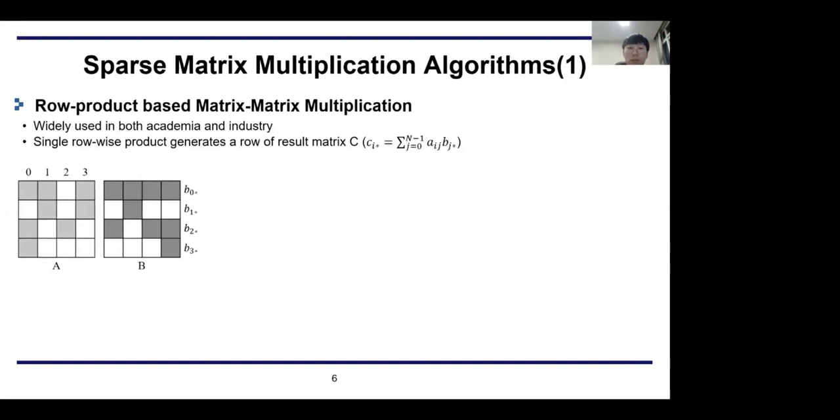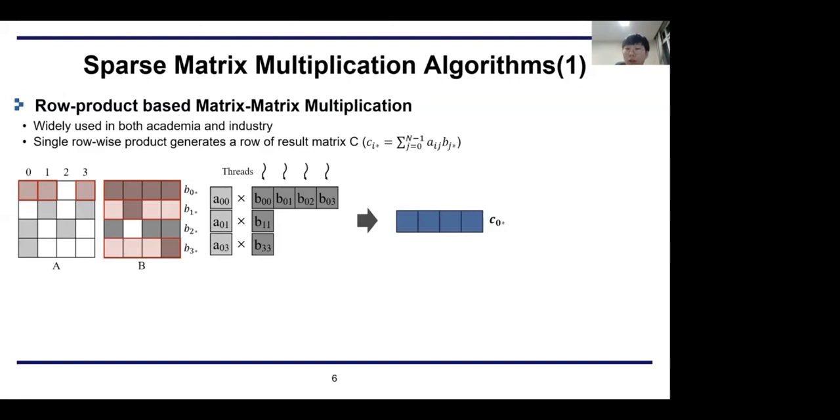When performing sparse matrix multiplication on GPUs, the row-wise product method is widely used. Here is an example of row product-based multiplication. Following the row-wise product equation, the element A00 with column 0 multiplies by row B0*. A01 multiplies by B1*, and A03 multiplies by B3*. This is a single row-wise product operation and will be executed using multiple threads. As a result of a single row-wise product, a single row of C is computed. In the same way, all the remaining rows are computed.